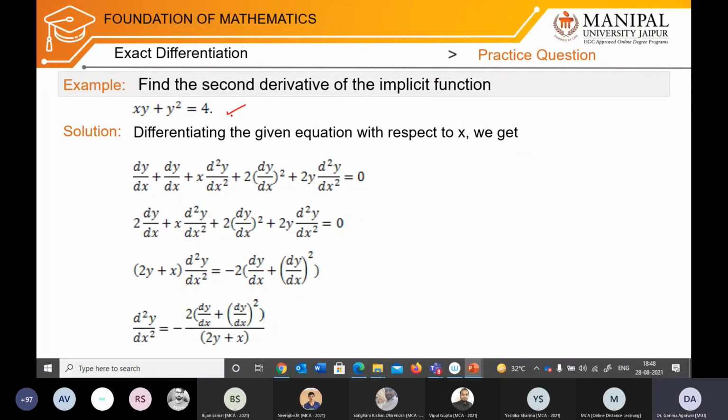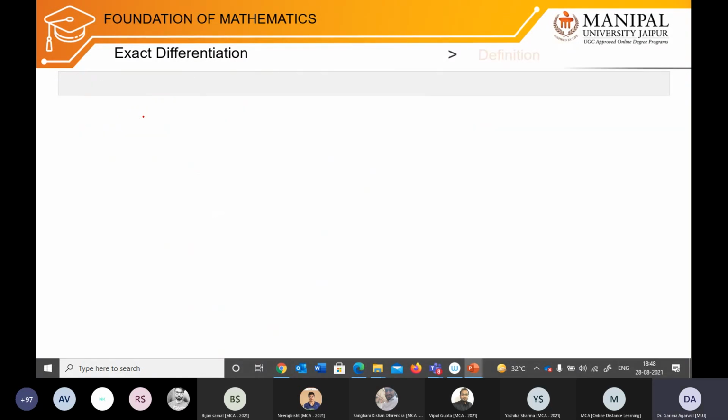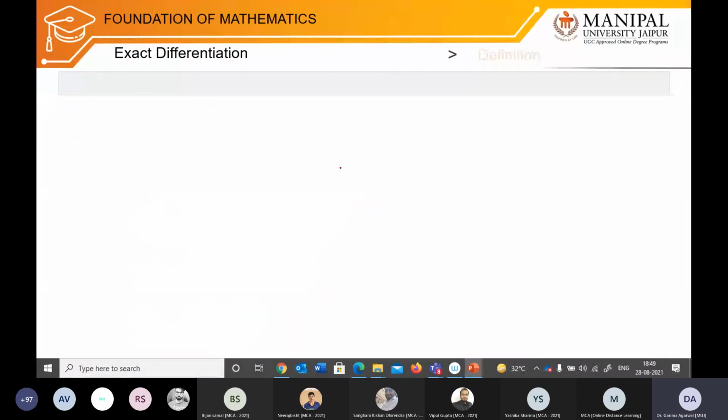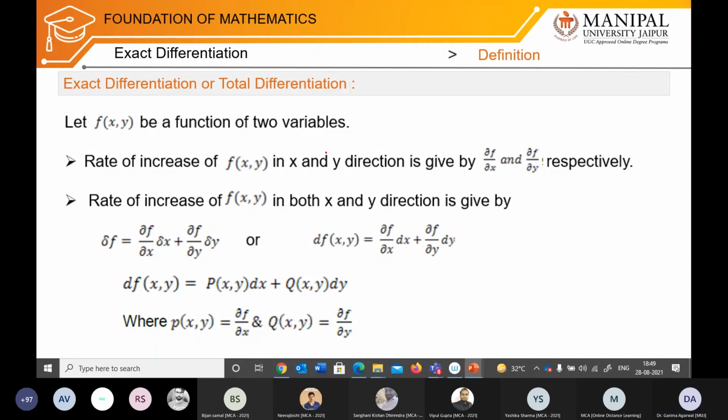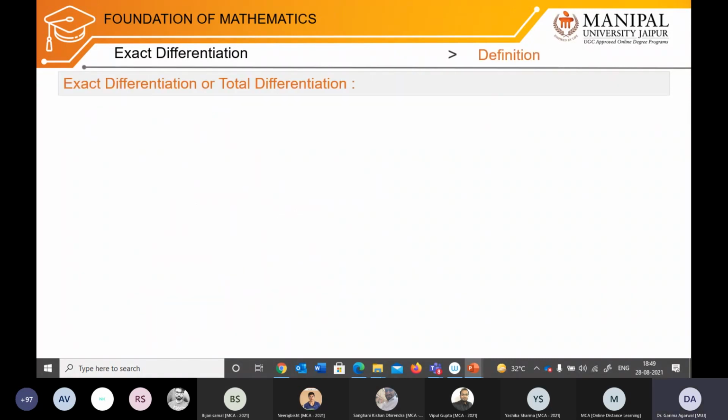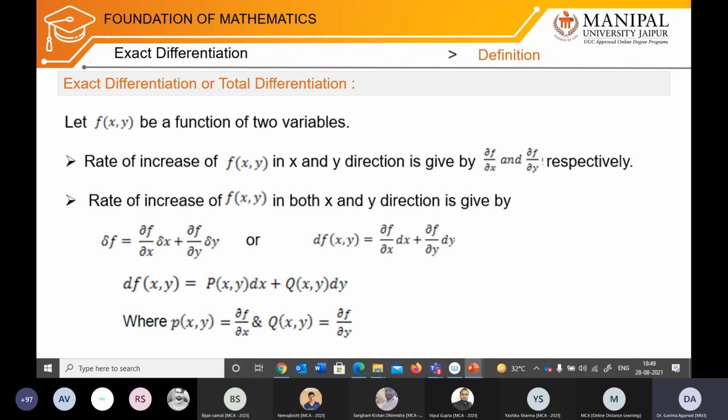Then here we need to find the second derivative of implicit functions. We just find the first differentiation and then differentiate two times, second order. We need to find the second order derivative now, so we'll do two times differentiation and write it in that manner. The next is exact differentiation or total differentiation.